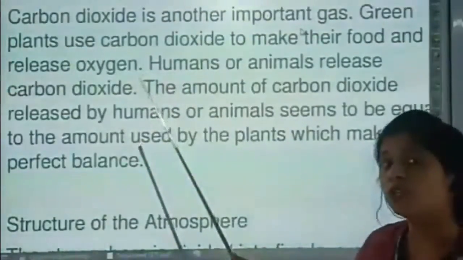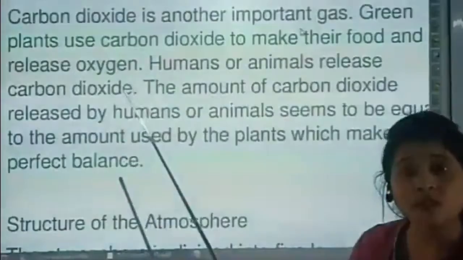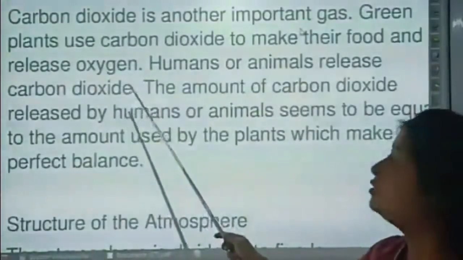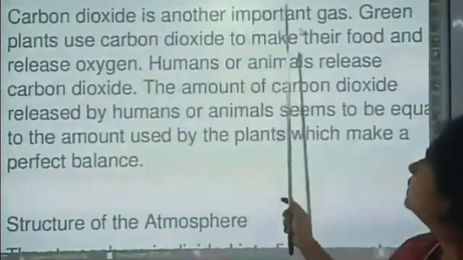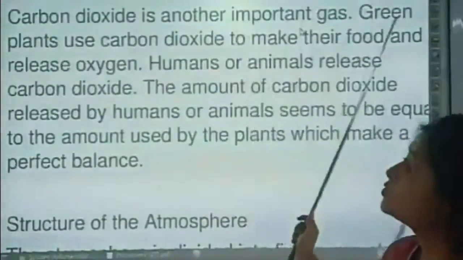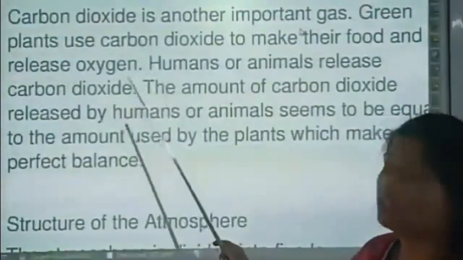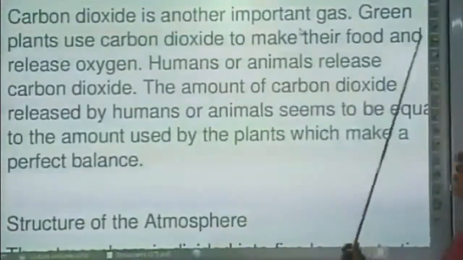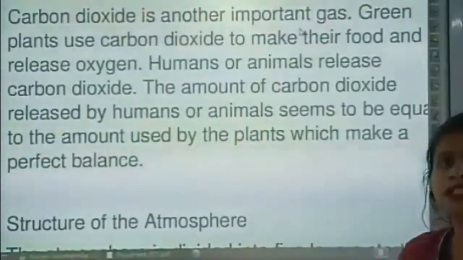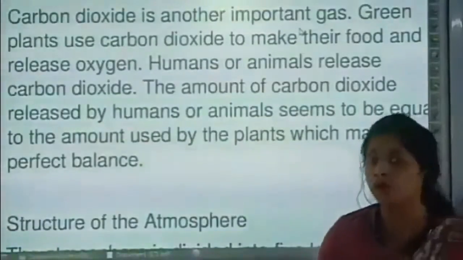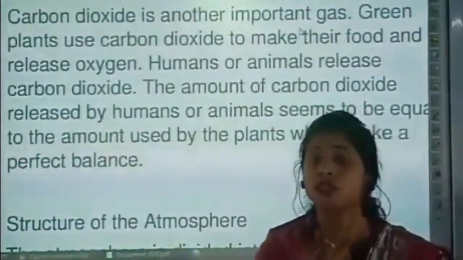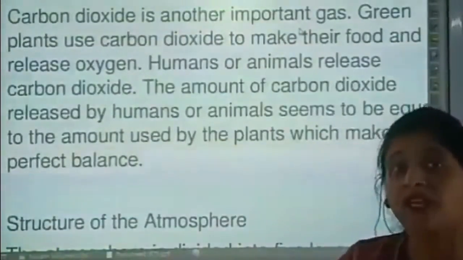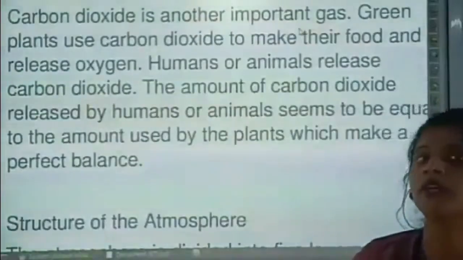And who does this process? Plants do that process. So for taking the oxygen, what do we do? Plants need the carbon dioxide. When they use the carbon dioxide for their food, they give us oxygen. Humans and animals release carbon dioxide. And who releases the carbon dioxide? We are inhaling oxygen and using it for our survival. But do you know, animals and humans are releasing carbon dioxide.